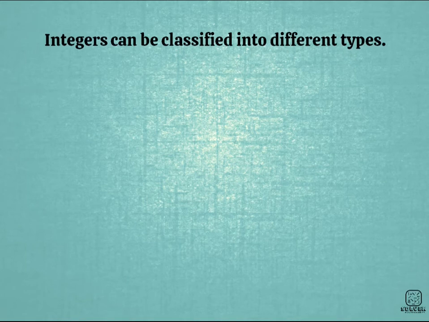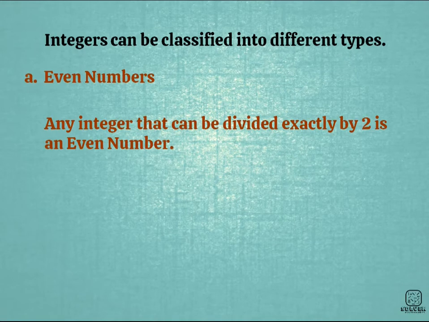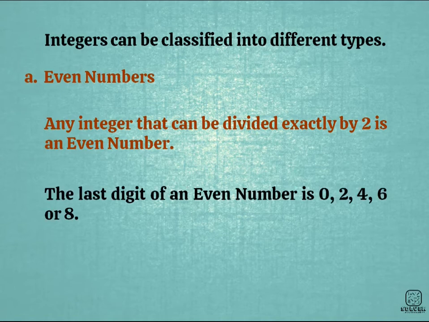Now these integers can be classified into different types. First, even numbers. Any integer that can be divided exactly by 2 is an even number. And the last digit of an even number is 0, 2, 4, 6 or 8. Any one of these 5 digits should be the last digit of an even number. Some examples of even numbers are minus 16, 0, 4, 84, etc.